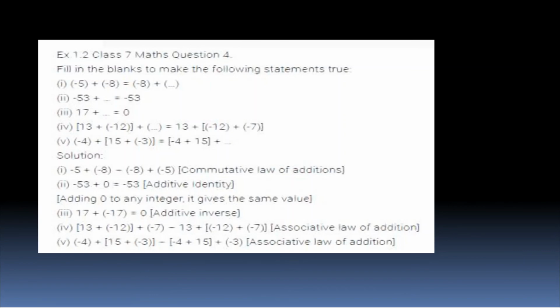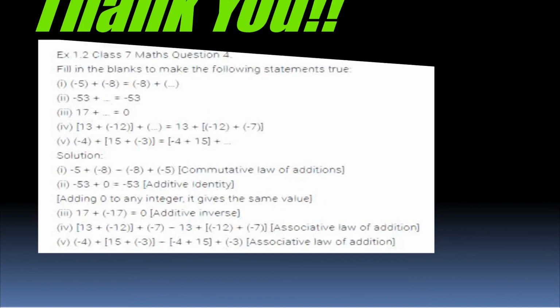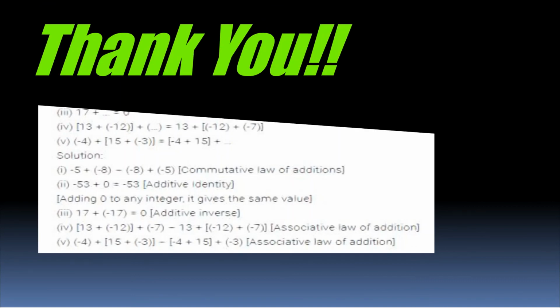13 plus -12 plus blank equal to 13 plus -12 plus -7. Now both sides have the number 13, so we place the number given on the other side, the third number, that is -7. This is the associative law of addition. Only the grouping has been changed. And the last question is -4 plus 15 plus -3. Here again the grouping has been changed, so this is also the associative law of addition. We'll be writing -4 plus 15 plus -3.